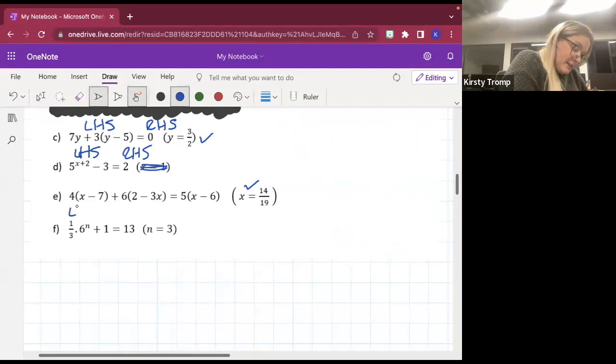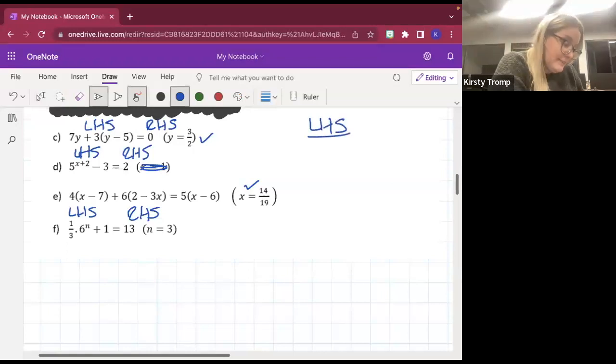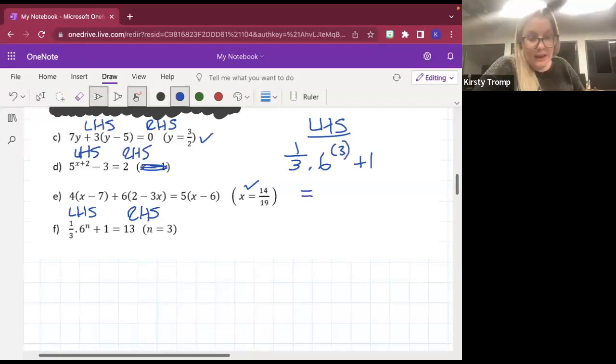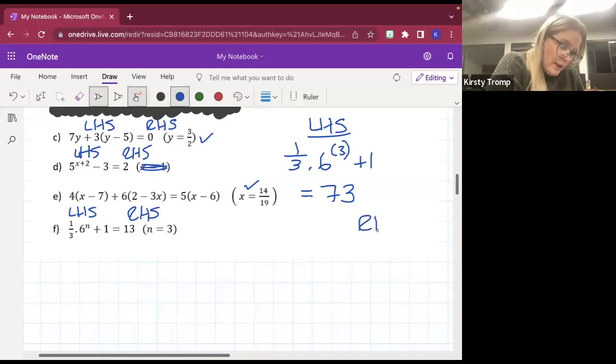First of all, I've got a left-hand side and a right-hand side. First I need to work out, does the left-hand side equal the right-hand side? On the left-hand side, I've got 1 over 3 times 6 to the power of 3 plus 1. When you put that in your calculator, what do you get? I'm seeing it gives us 73. Does everybody get 73 for that answer? Have a look, do it on your calculator, 73. I know that the right-hand side, they're telling me, is equal to 13.